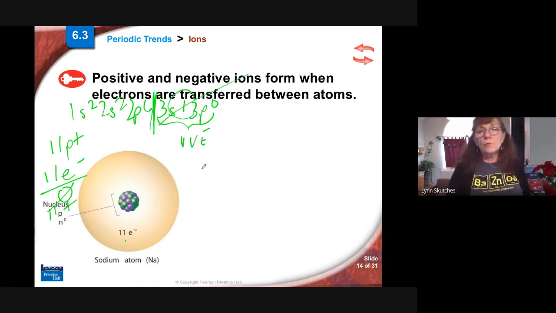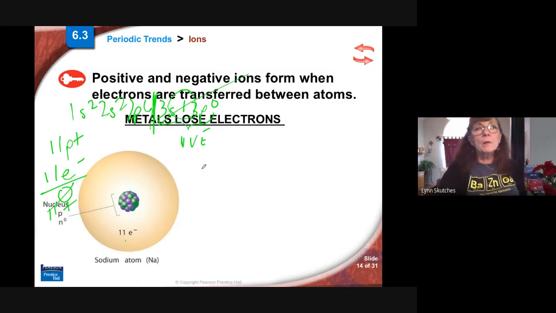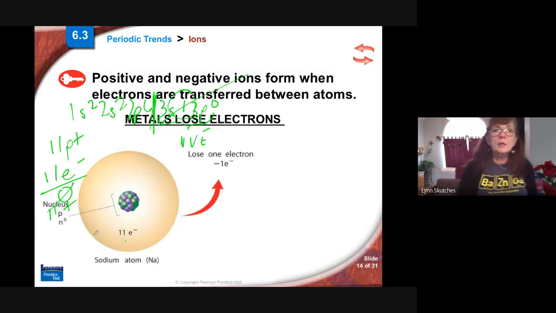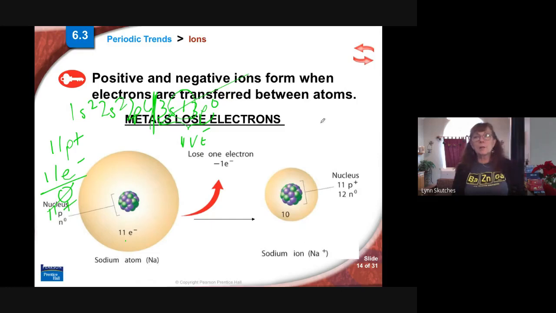What does that do for the atom? It creates a positively charged ion. So again, still have 11 protons, but now we only have 10 electrons, net overall +1 charge. Sodium and all the members of the alkaline metals have one valence electron. All of them lose them.